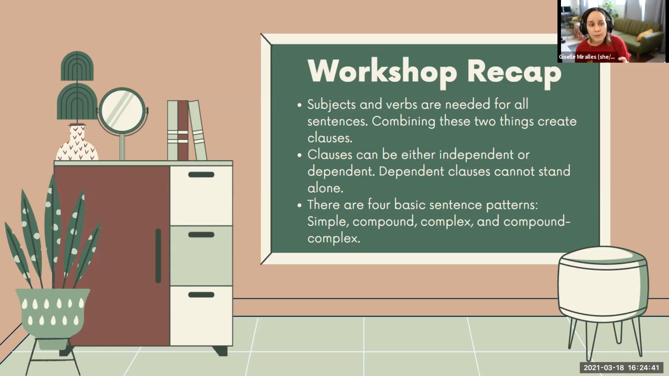So, as a recap, we went over subjects and verbs being the essential elements of all sentences. Combining these two things create clauses. Clauses can be either independent or dependent. Dependent clauses cannot stand alone, whereas independent clauses can. There are four basic sentence patterns that we went over, which are simple, compound, complex, and compound complex.